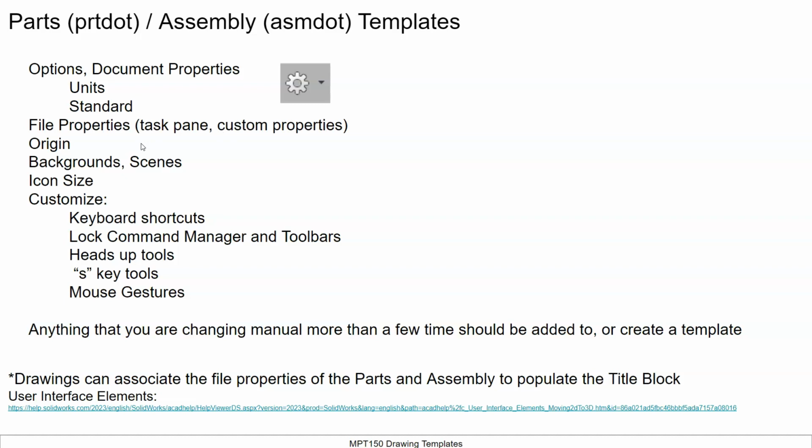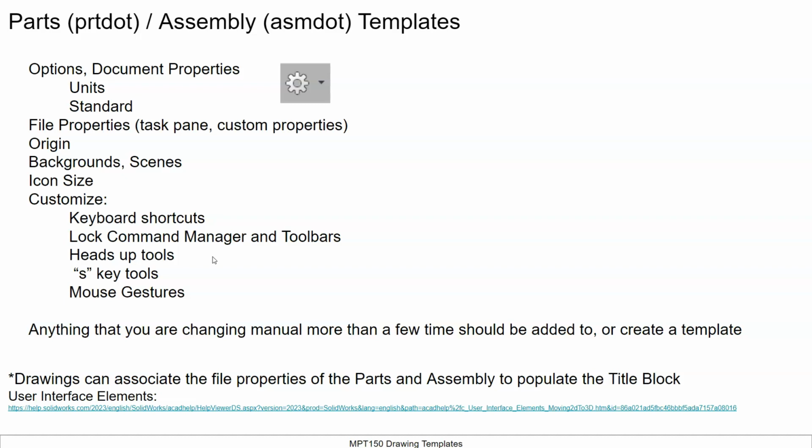Do we want to see the origin, the blue origin, as opposed to when we go into a sketch and there will always be a red origin? The backgrounds and scenes, the gradient, the plain white, the 3 faded, all of those. Icon sizes, and then in the customized keyboard shortcuts, the command manager, I always recommend that we lock the command manager in toolbars. That will keep them from accidentally flying somewhere else. Mainly we clicked on it and had a little twitch and it jumped out.